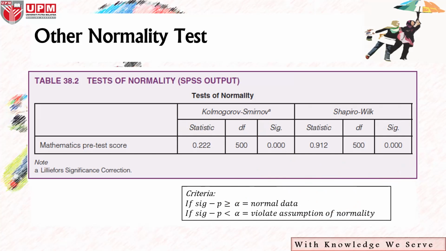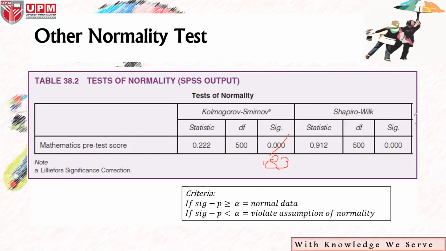Okay, alpha, if significant value here is larger than alpha 0.05, so the data is considered to be normal. Or for example, in this case, the significant value equals 0.83. So we can conclude that since the significant value equals 0.83, which is larger than alpha 0.05, therefore the data met the assumption of normality. Itu ayat penuh dia. So same goes to Shapiro-Wilk.